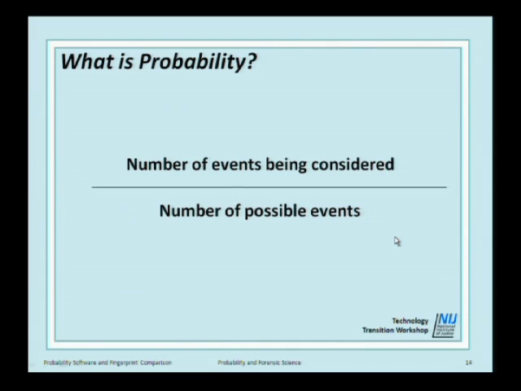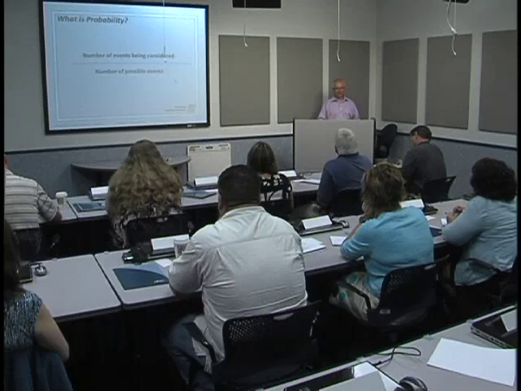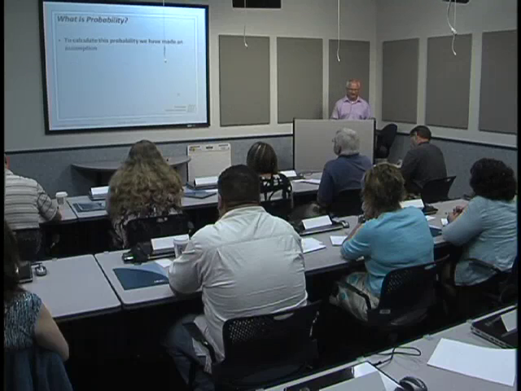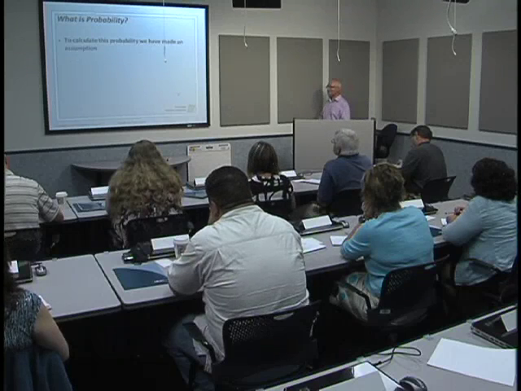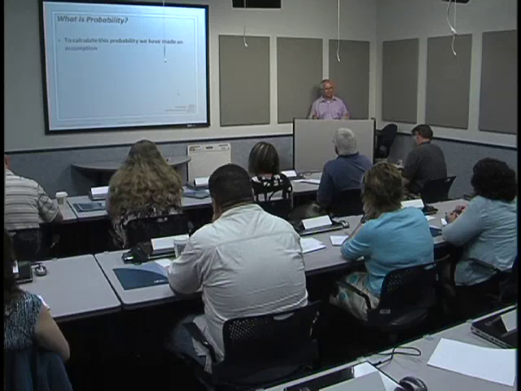You considered the number of events being considered, which was 1 event, getting a 1 6, and the number of possible events was 6, because you could only have 6 events. So it's 1 in 6. Very, very simple. That's all you need to know about probability. But there's some things in there. First of all, we've made an assumption.